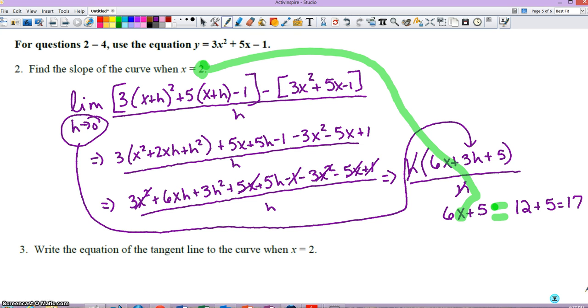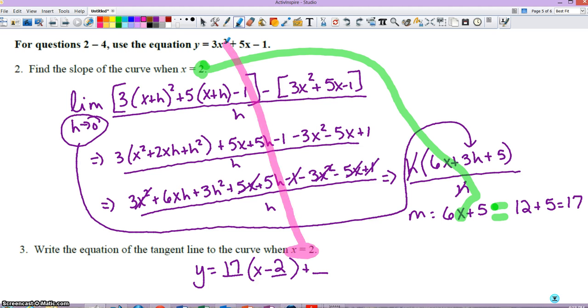Write the equation of the tangent line when x is 2. That's y equals blank times x minus blank plus blank. My first blank is my m, which is what I just found. My m is 17. My x is 2. How do I find my y? I fill my 2 in everywhere there's an x. So 3 times 2 squared plus 5 times 2 minus 1. So that's 4 times 3 is 12 plus 10 minus 1, 22 minus 1, so that's 21.